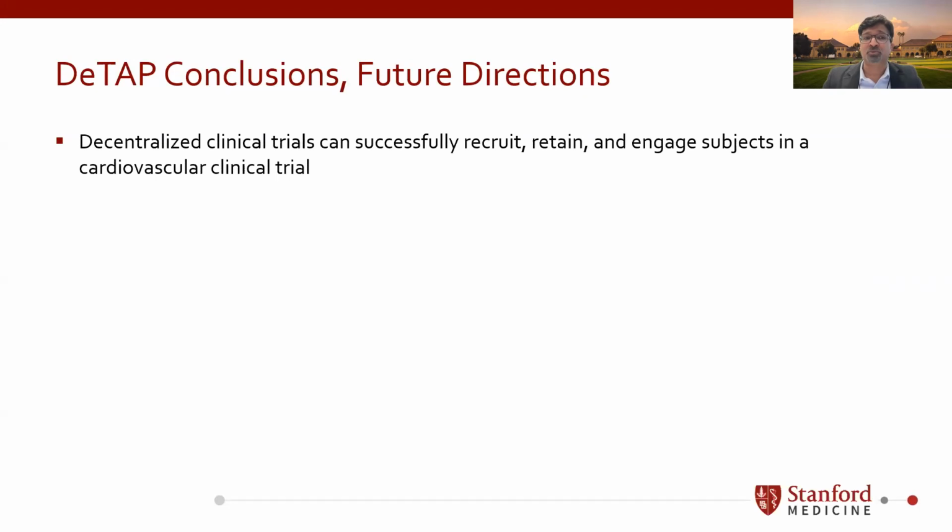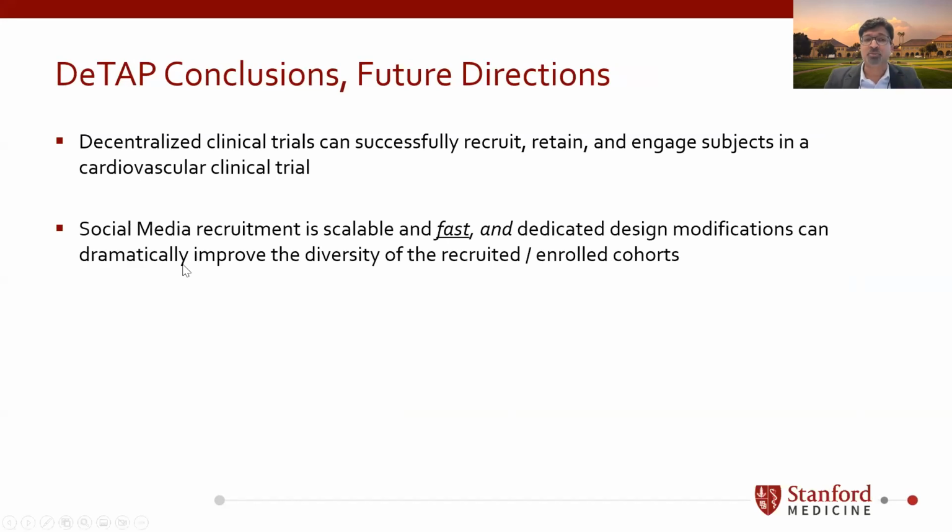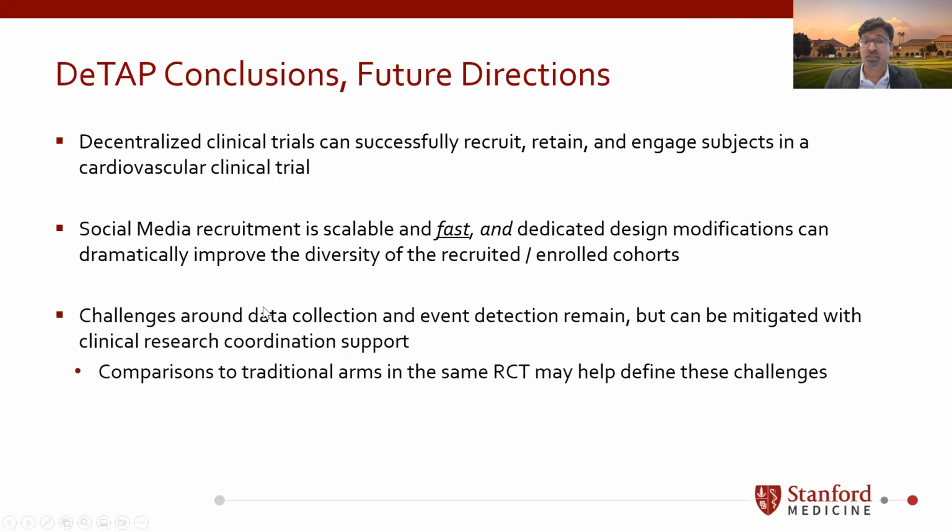So our conclusions were that decentralized trials can successfully recruit, retain, and engage subjects in a cardiovascular clinical trial, that social media recruitment is scalable and fast, and dedicated design modifications can dramatically improve diversity of a recruited enrolled cohort. And I say that because with 325 patients in a waiting room, roughly 10 to 12% of them were not white. And we could have prioritized, if that had been part of our dedicated design, those individuals to be through the door first. Now, this is an FDA mandate as of April of this year. So this is a tool that could help us achieve that.